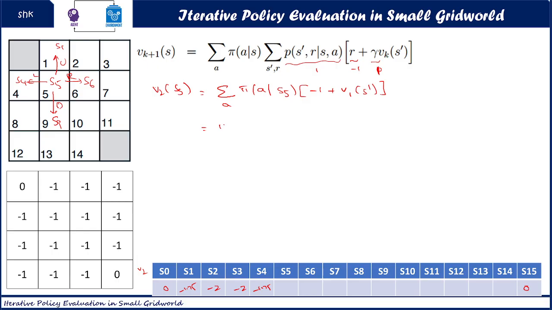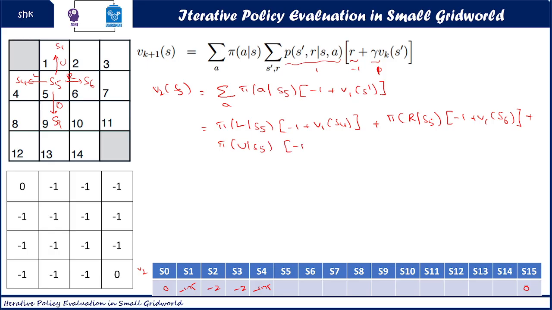So now we will expand this. The probability of left action from S5 state, minus 1 plus V1 of, when you take left action, the next state is equivalent to S4, plus the probability of right action from S5 state with the reward minus 1 plus, when we take the right action from S5, we are reaching S6 state. So the next state is S6, plus the probability of up action from S5 state, minus 1 is the reward.